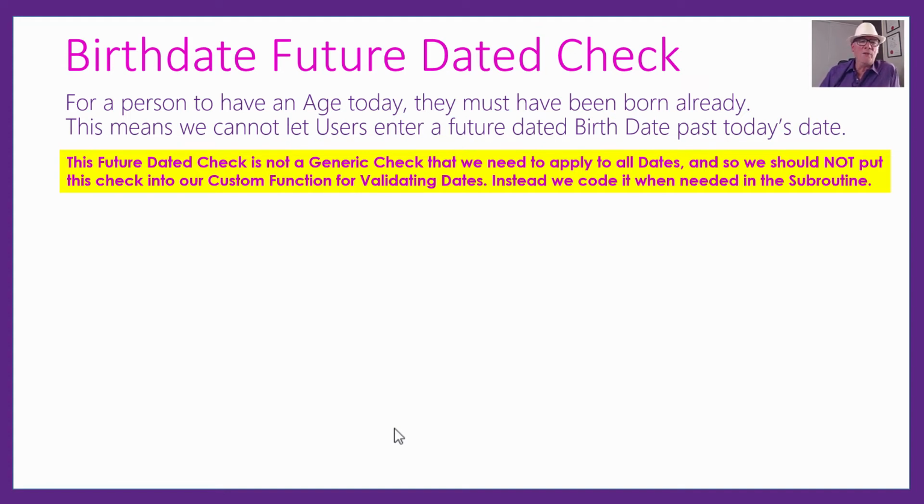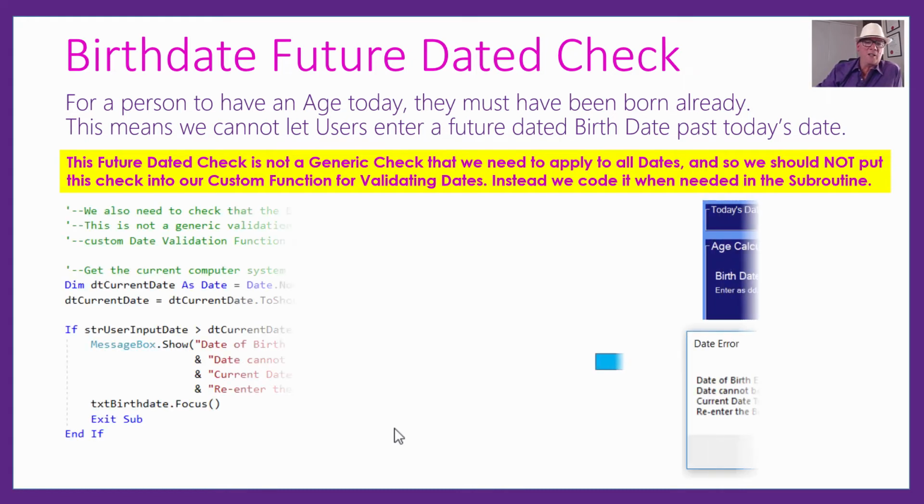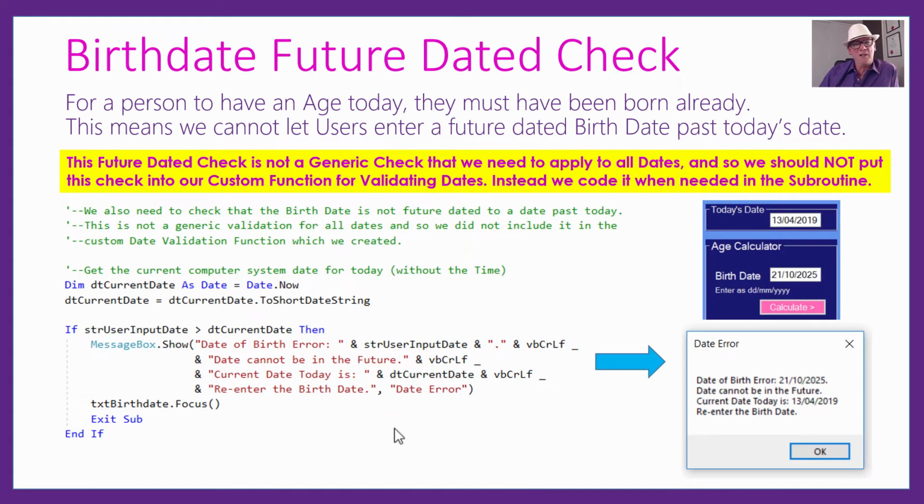So that's fine. But on a birth date, you cannot have a future date birth date. So this would just be coded up in the subroutine. We would not make this part of the generic checker because not all dates that we're processing need this check done on them. So this check would not go in the function. This would just be coded up in the subroutine.